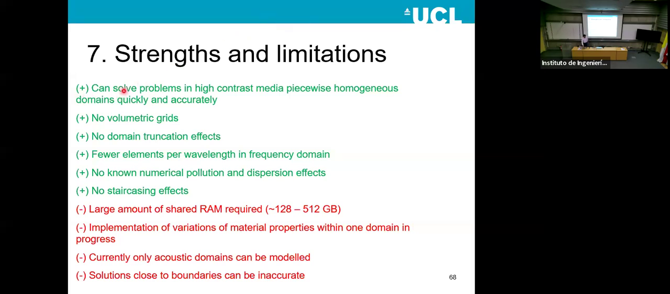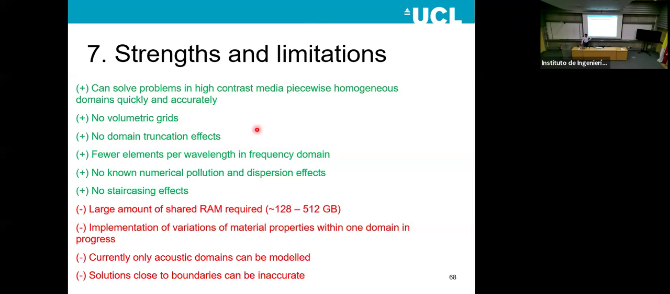So yeah, I need to conclude really, don't I? Strengths and limitations. So we can solve problems with high contrast media, no volumetric grids. We make it also quite easy for the end user. We don't have domain truncation effects, and typically need fewer elements per wavelength than with other solvers. And I think this is a big selling point, that we don't have any known numerical pollution and dispersion effects, which are an inevitability with other solvers, and also no staircasing effects associated with Cartesian grids, voxelized grids.